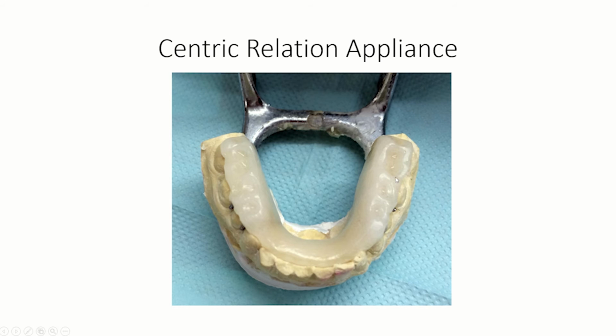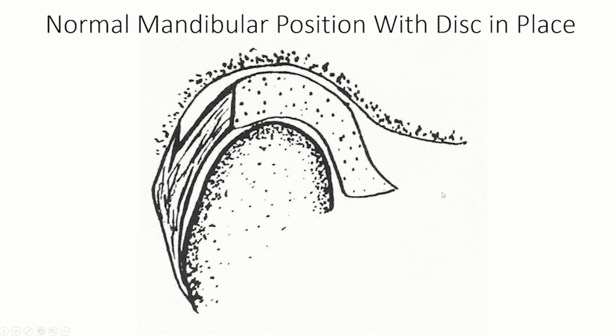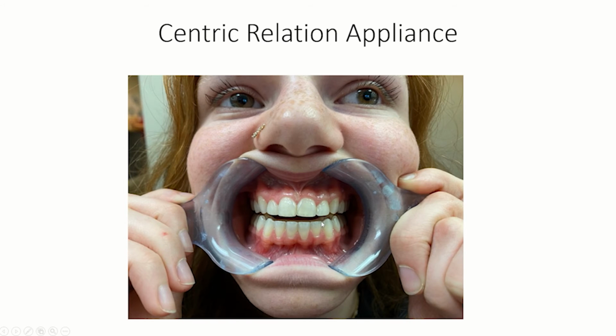Here's what this centric relation appliance on the lower jaw looks like on the articulator before I put it in the mouth. Here's what it looks like. It almost looks like a removable partial denture. It's very comfortable. Here's the normal condyle, disc and temporal bone assembly, and here's what it looks like with this centric relation appliance. And you can see that's aesthetically pleasing.